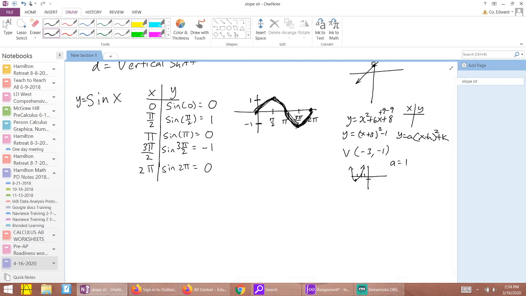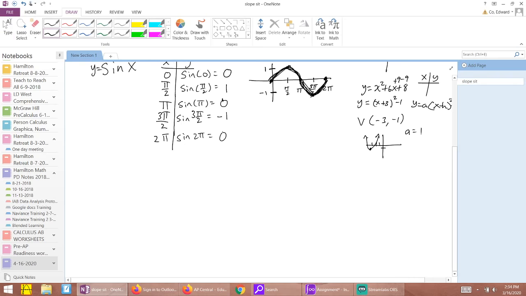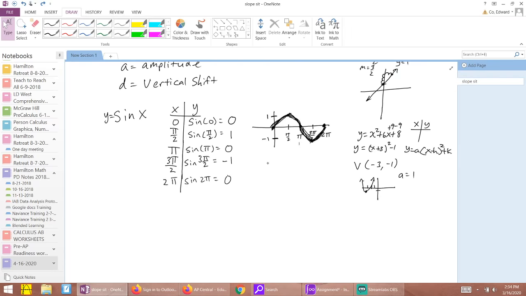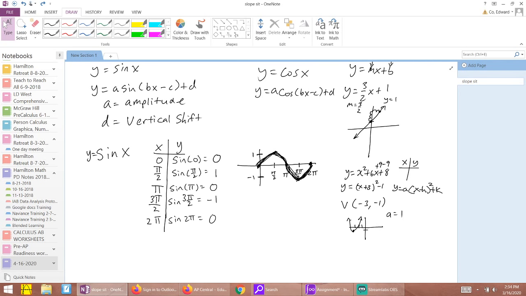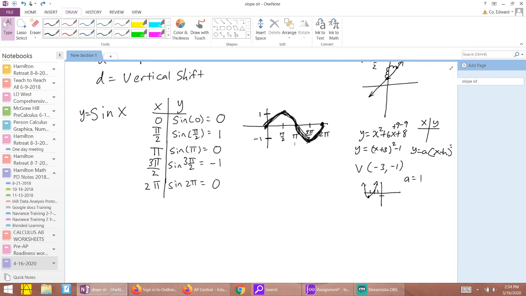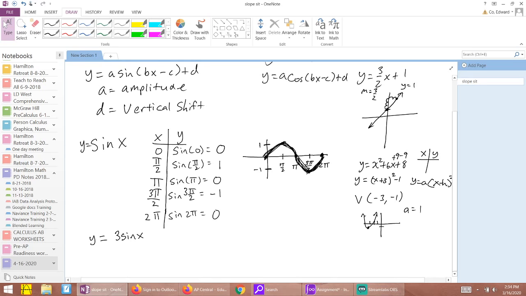But our goal isn't to graph all these points every single time we want to graph a sine graph. So this is how we're going to do it. We're going to look at the characteristics of this graph. And I'll give you an example. y is equal to 3 sine of x. And so we change the a value, and we call the a value my amplitude.